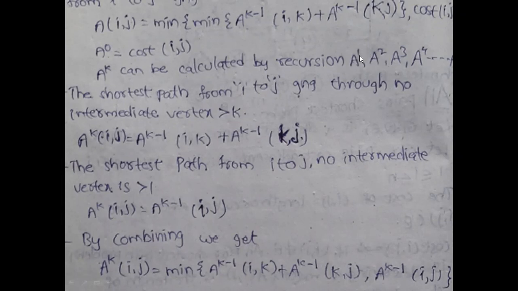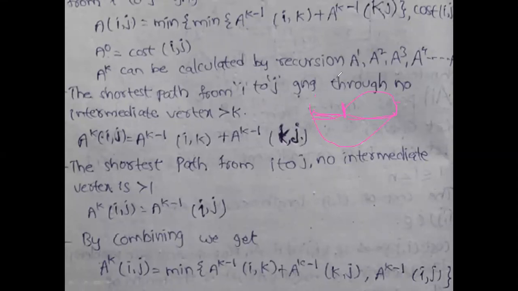Here, power 1 means you are finding the shortest path through intermediate vertex 1. Suppose you are finding the shortest path from i to j. The intermediate vertex is 1, which means you are finding the shortest path from i to 1, and next the shortest path from 1 to j. Only then are you finding the shortest path from i to j through intermediate vertex 1.